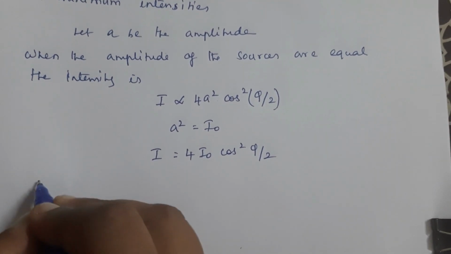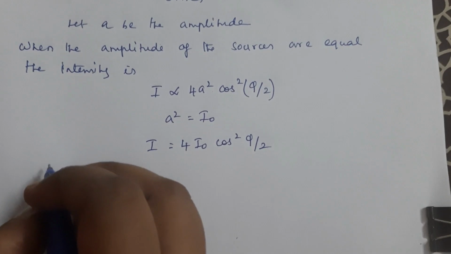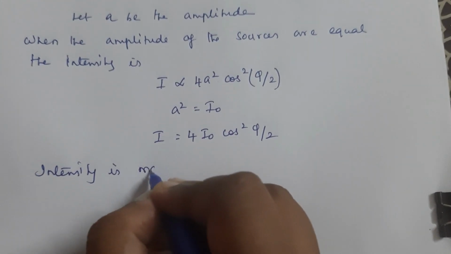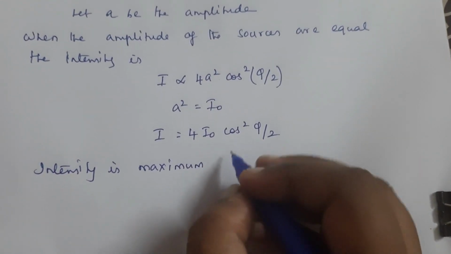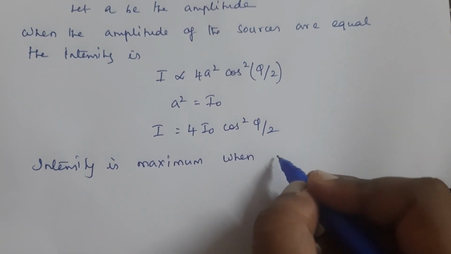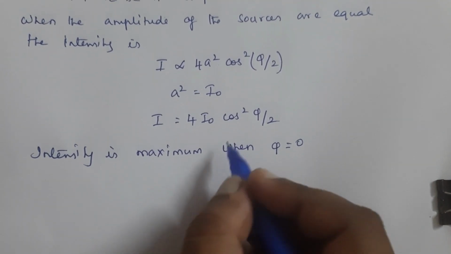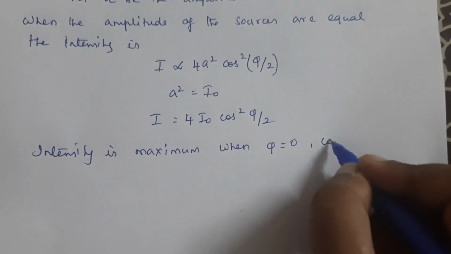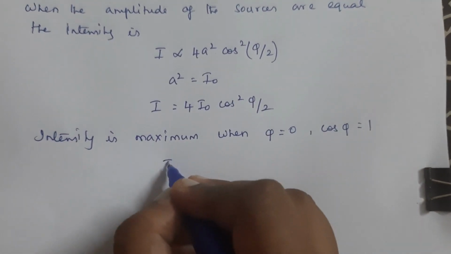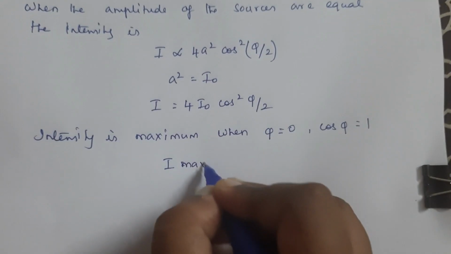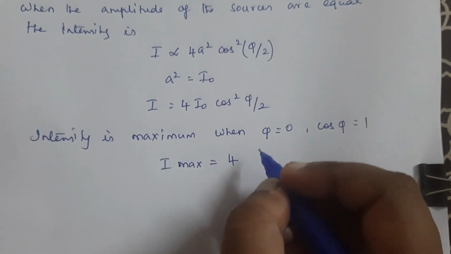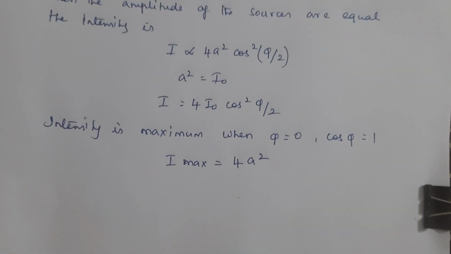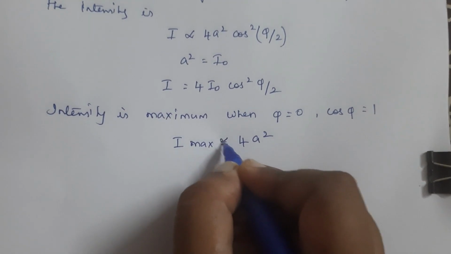Now, when the intensity is maximum, when phi is equal to 0. Okay. So if I substitute phi is equal to 0, cos phi will become what? 1. So I maximum is equal to 4 a square. I maximum is equal to what? 4 a square. Or you can write I maximum is proportional to 4 a square.